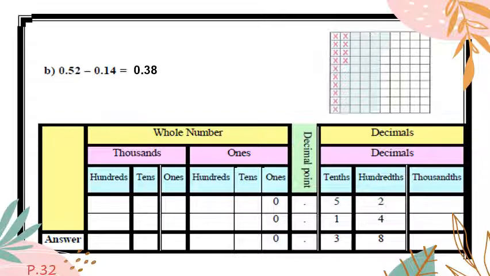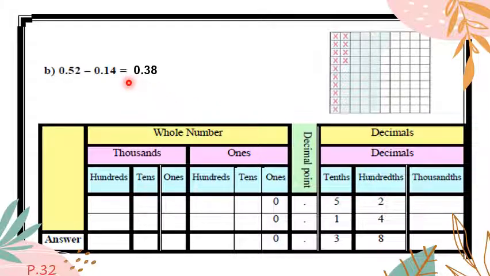Open your booklet, page 32, and let me start exercise B. Here I have 0.52 minus 0.14. First, I'm gonna start with the bigger number 0.52. I'm gonna put it in the place value chart. Here, 0 in the ones, I'm gonna write it in the ones, decimal point in the decimal point place, 5 here in the tenths, and 2 here in the hundredths.